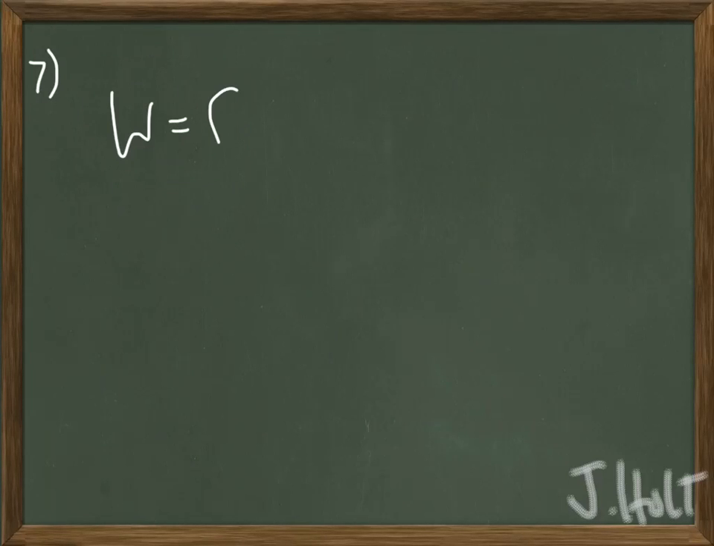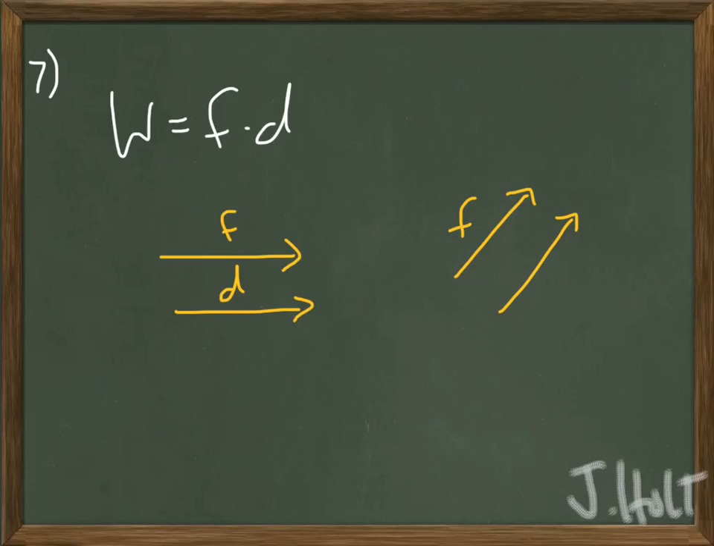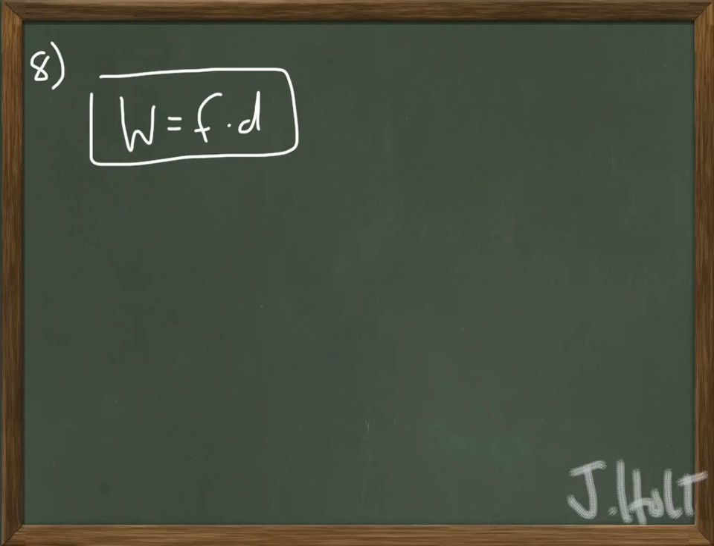Okay, number 7. Just remember that work equals FD, and also remember that they have to be in the same direction. If your force is to the sideways direction, then your displacement needs to be to the sideways direction. If your force is at an angle, then your displacement needs to be at an angle. In order for the equation to work, they have to be in the same exact direction. Okay, number 8, work equals force times displacement.